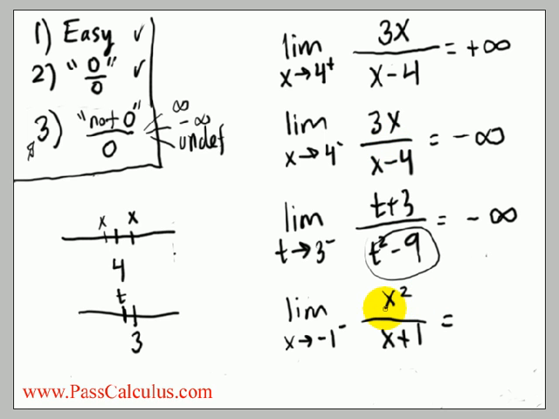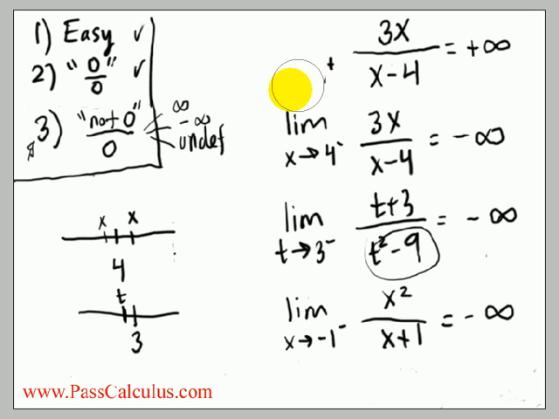When I do -1 from the left, maybe a number that's to the left of -1, would be like -1.01. -1.01 plus 1 is a small negative number. So on the bottom I have a small negative number. What about the top? Well, if I take a number close to -1 and square it, the answer is going to be close to 1, right? So on the top I have a number close to 1. On the bottom I have a small negative number. 1 divided by a small negative number is a large negative number. So the answer is minus infinity again.